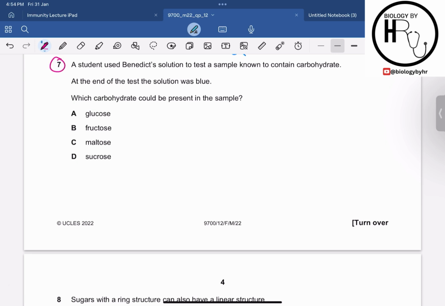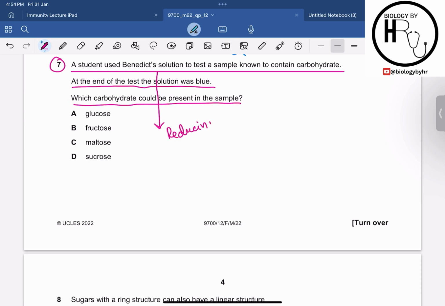Question number 7 says that a student used Benedict solution to test a sample known to contain carbohydrates. At the end of the test, the solution was blue. Which carbohydrate could be present in the sample? So the Benedict test is basically used to identify the reducing sugars, right?